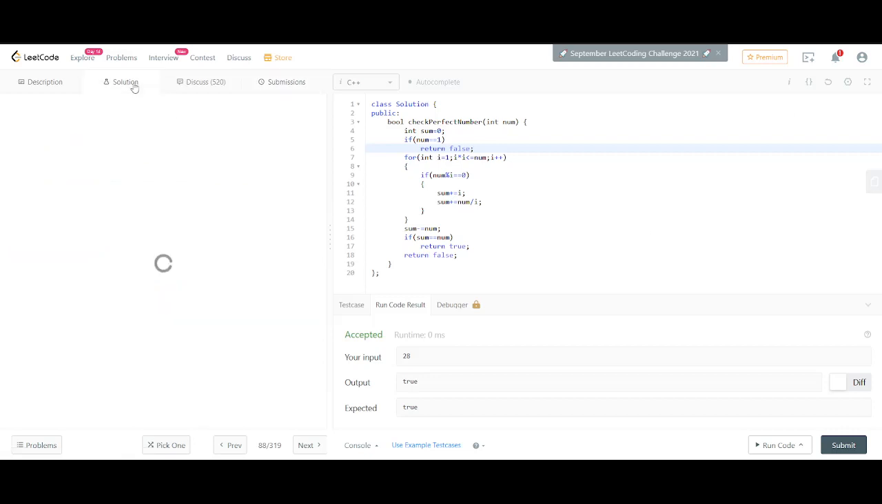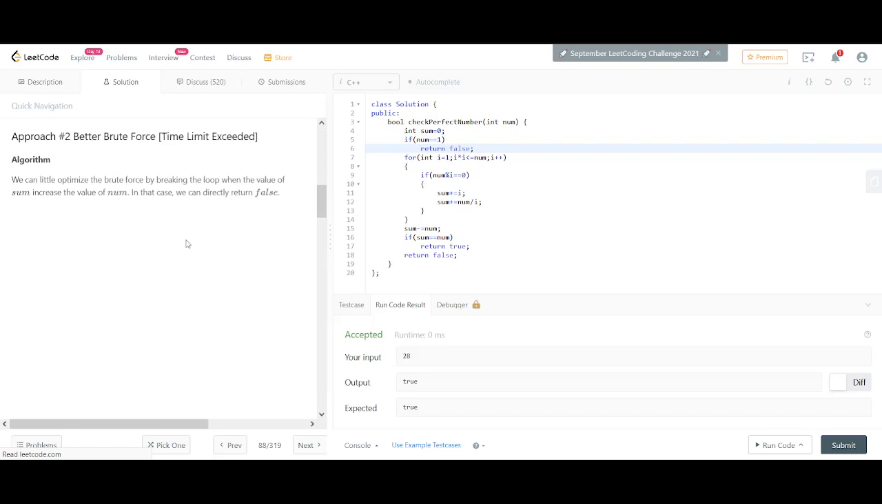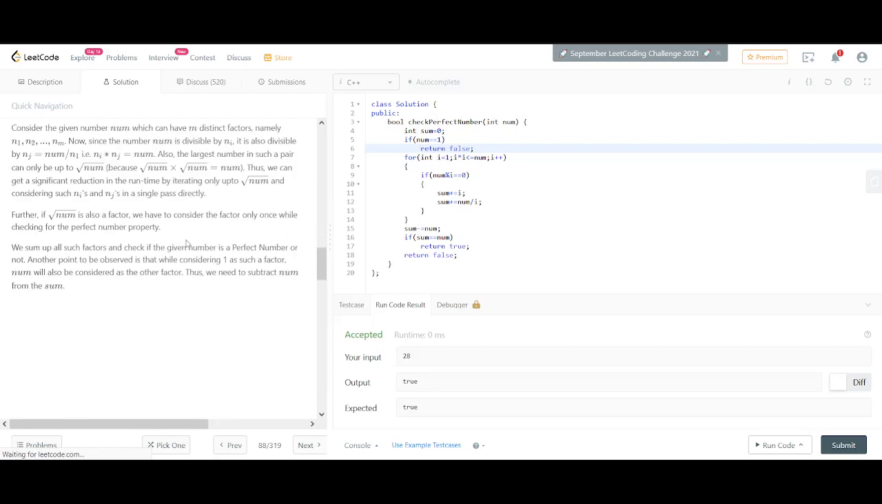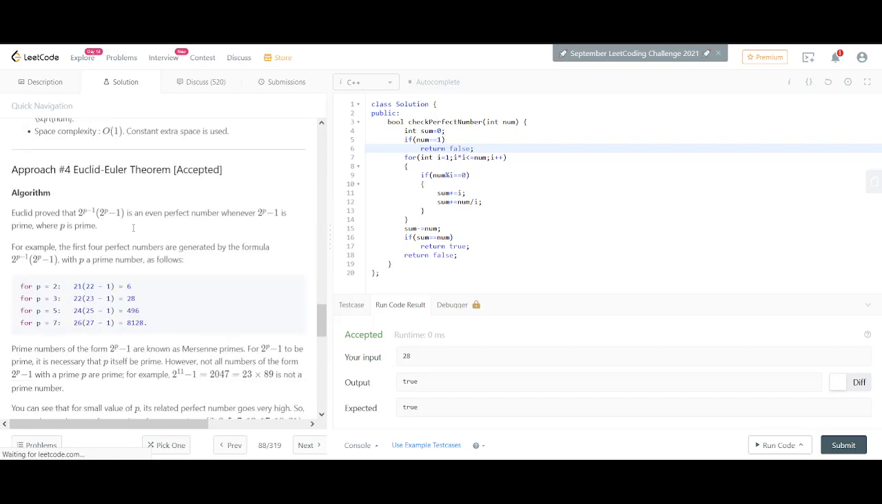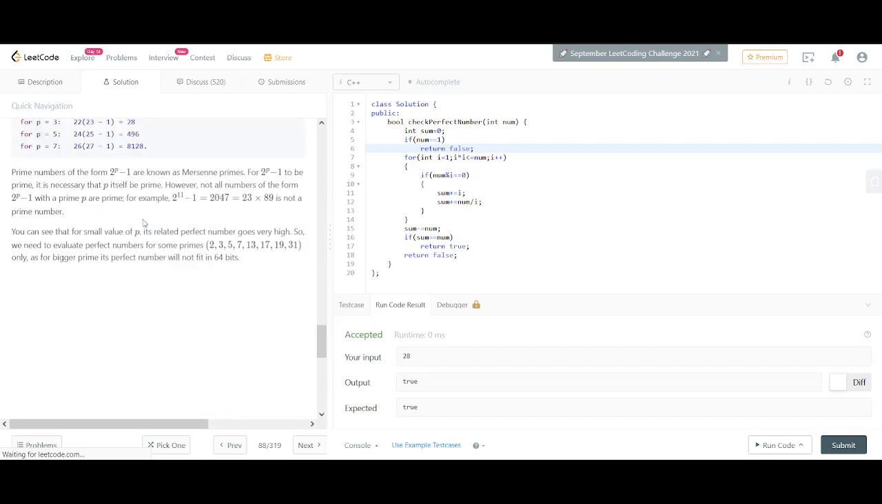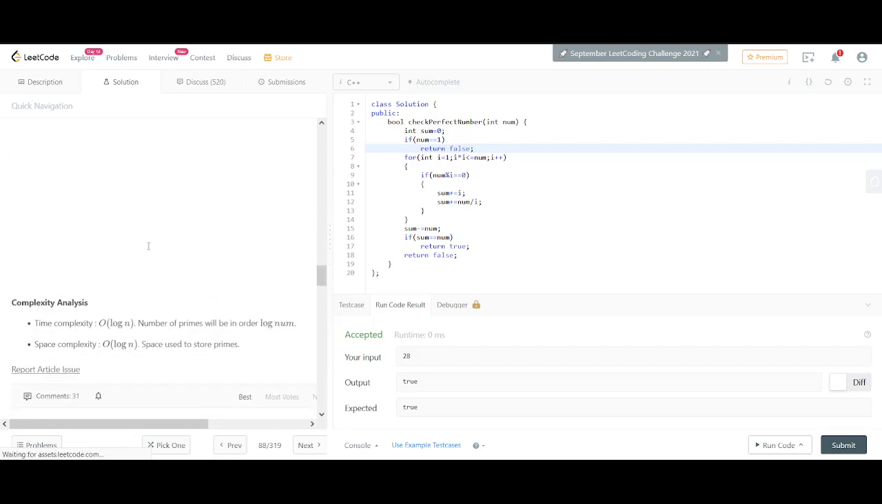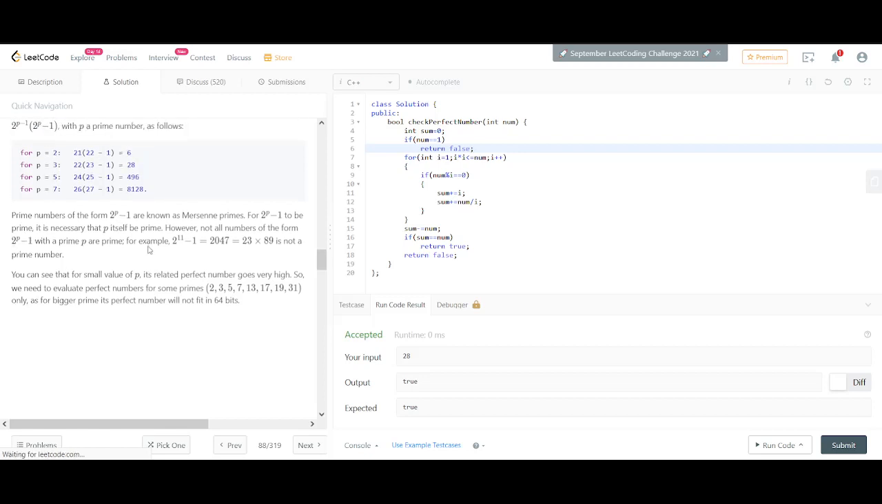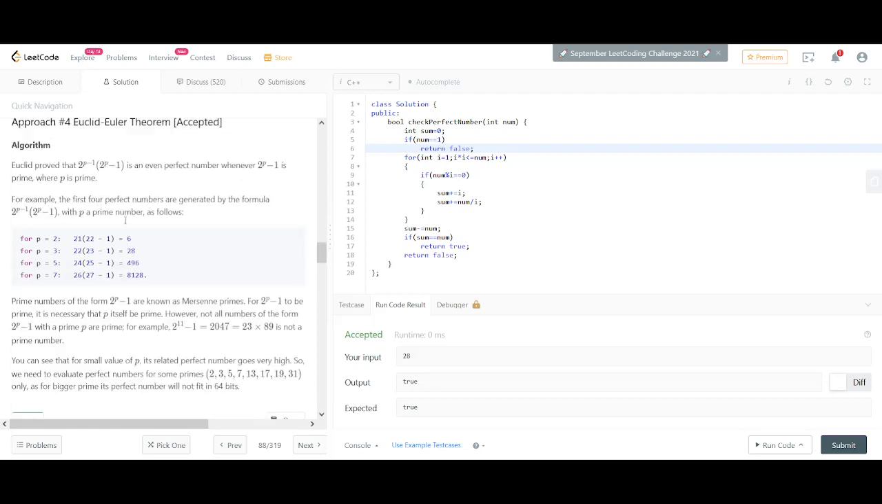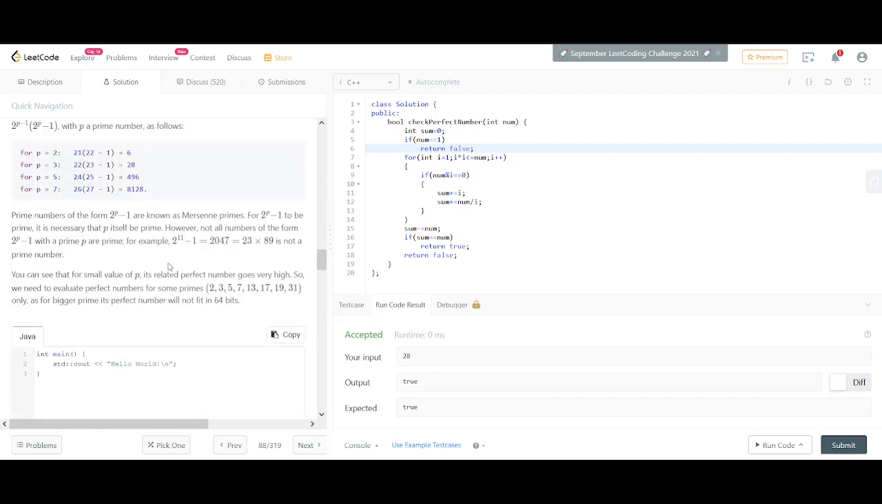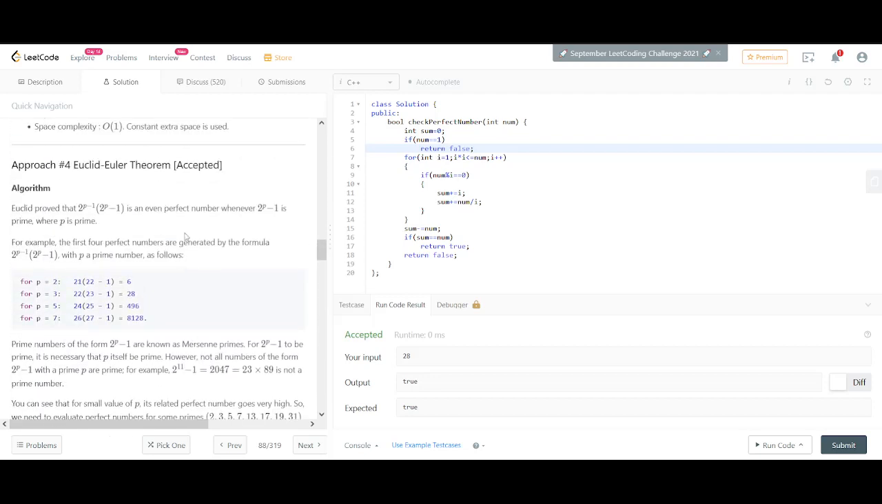Another solution that they described, the optimal solution, was based on O of square root of n. Another was based on the Euclid-Euler theorem, which is a log n based approach. When we explore log n based approaches and study Euclid's algorithm, this requires that particular thing. Maybe you should try to explain it on your own, but in this case, the O of root of n solution is explained.